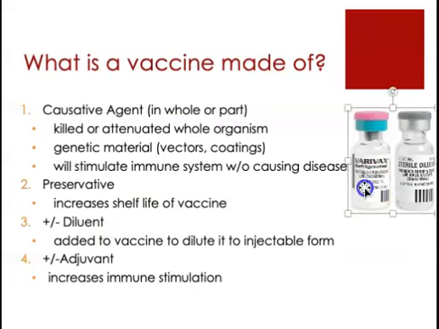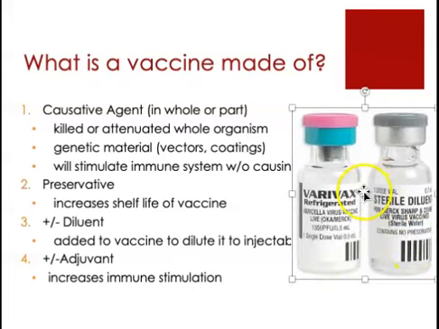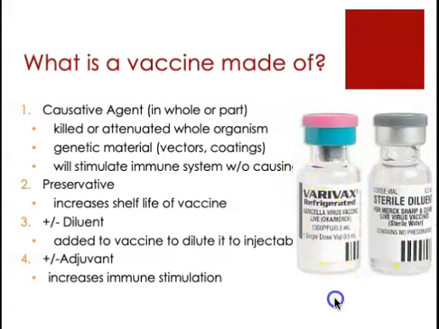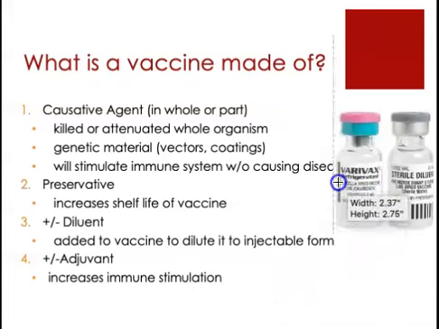If you look at the picture over here on the right-hand side of the slide, you can see a vaccine called Varivax next to a sterile diluent. So the vaccine comes as two containers, a dried formulation of the vaccine that has a much longer shelf life than it would as a liquid, and some sterile saline. We're going to add this diluent into this dried formulation. We're going to mix those two things together, and now we have a fluid that can be injected into the patient.